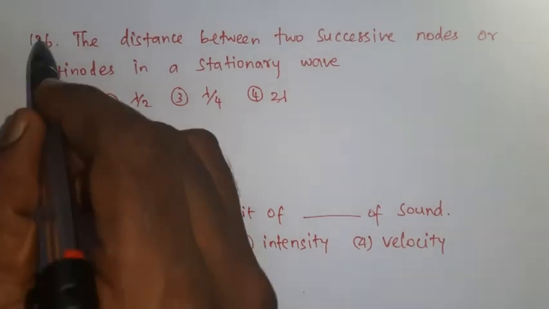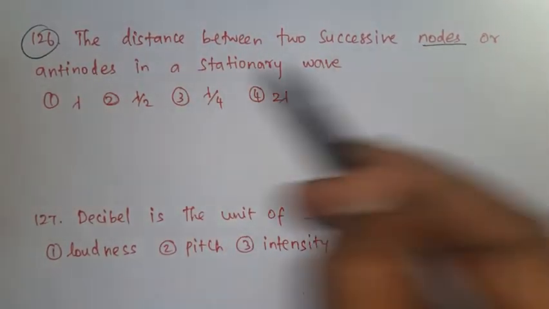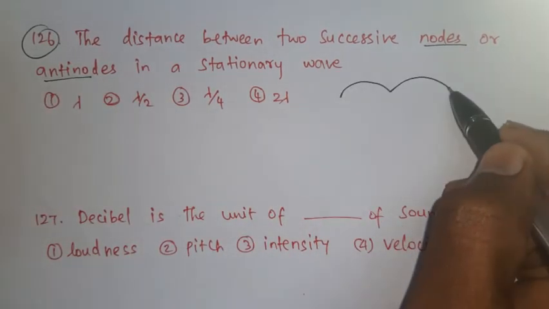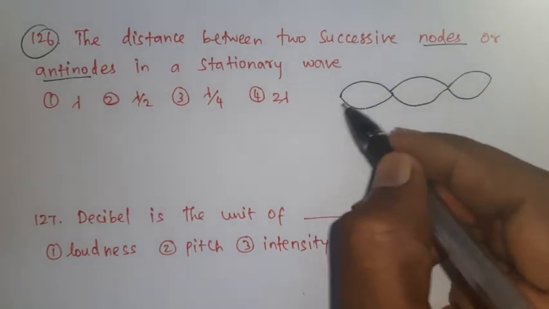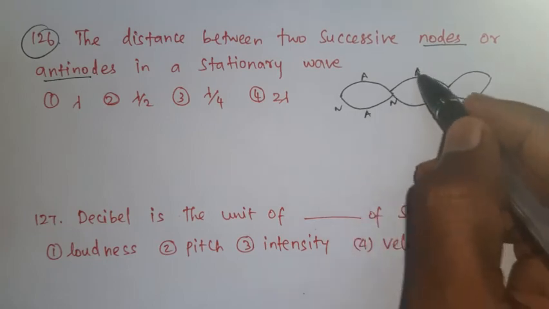Question number 126. The distance between two successive nodes or antinodes in a stationary wave. This is the waveform for stationary. This is node, this will be antinode, this is node, this is antinode.